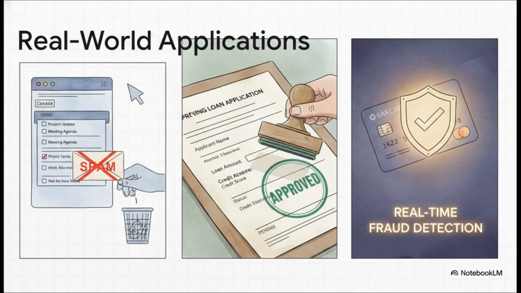You actually use classification models every single day, probably without even realizing it. They're what power your email spam filter. They're helping banks decide whether to approve or deny loan applications. And they're working behind the scenes in real time to detect fraudulent credit card transactions.